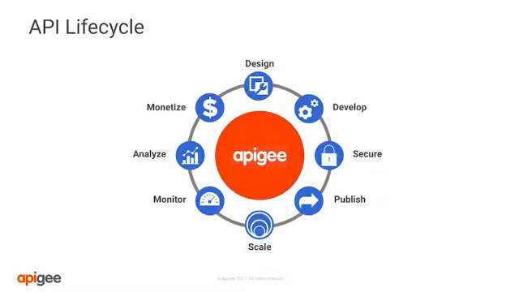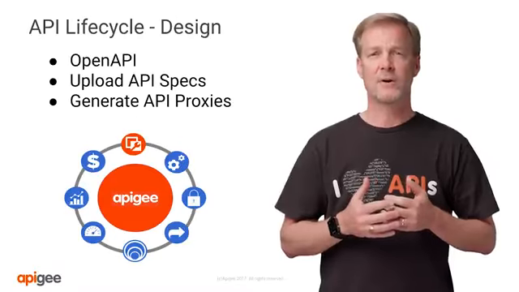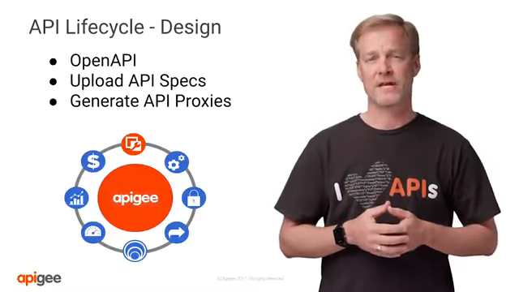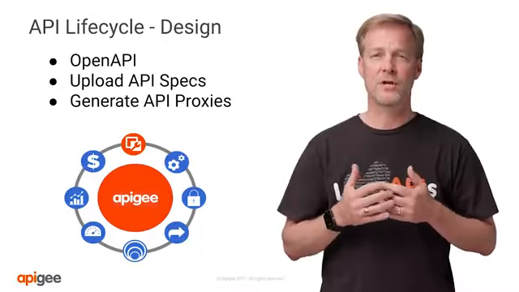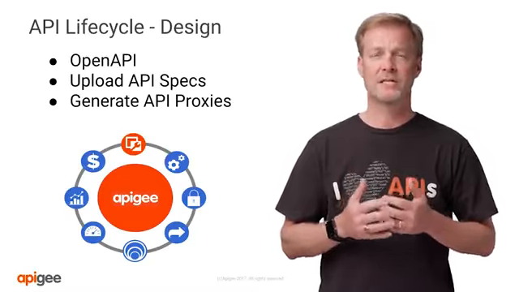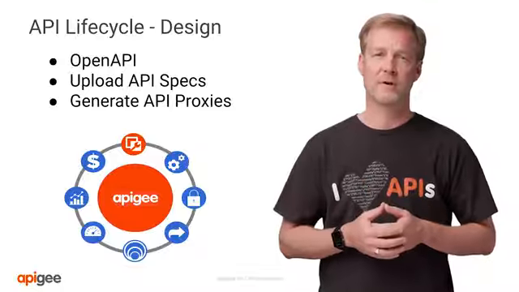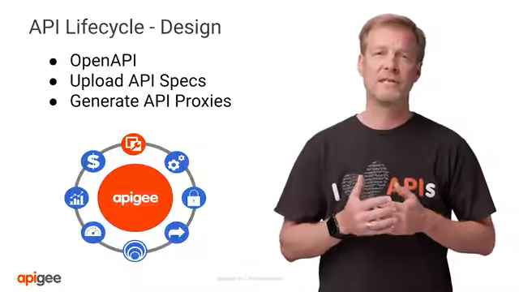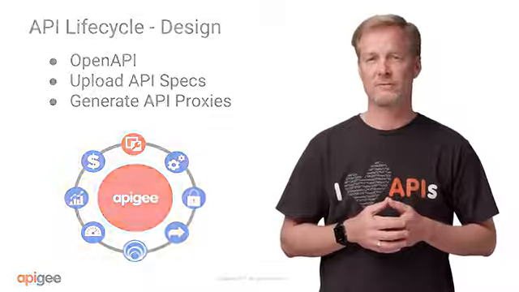We'll start with design. Design can start by creating an Open API specification. Apigee supports the Open API initiative and allows engineers to upload their specs into the platform to generate the API proxy. This is a convenient and fast process to get started.